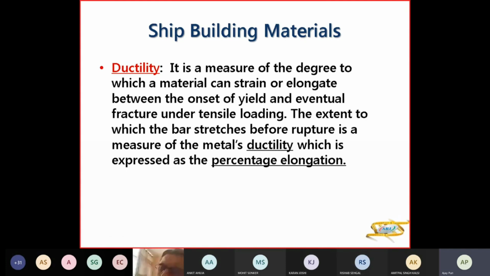Now, what is ductility? It is when you are stretching a material to make it a wire. The percentage elongation will be a metal's ductility, like copper or aluminum. They are more ductile than iron. Gold and silver are also ductile, so you can make ornaments. Ductility is a measure of the degree to which your material can strain or elongate between the onset of yield and eventual fracture when you are under tensile loading. So the extent to which the bar stretches prior to rupture is a measure of the metal's ductility.